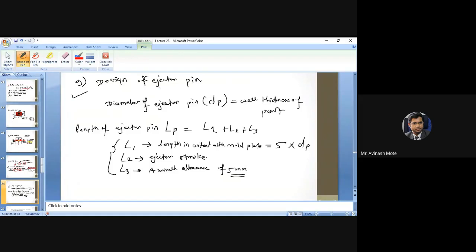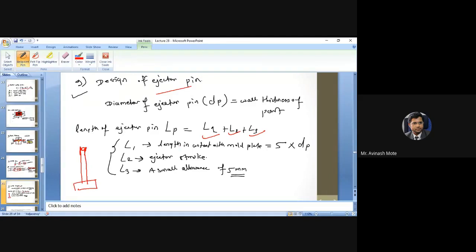Then we have seen the ejector pin. Basically an ejector pin is a simple pin like this. Here will be a holding base, and here will be some kind of shape, maybe like this, maybe like this also, depending on the surface of the component over which we are putting the ejector pin. The length of the ejector pin is divided into three categories: L1, L2, L3.